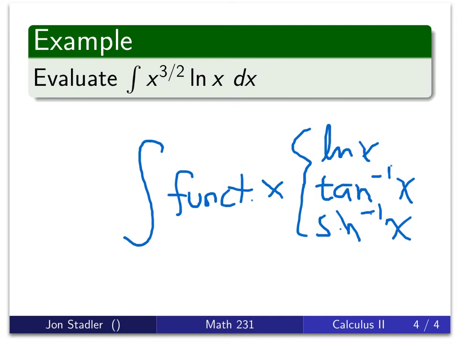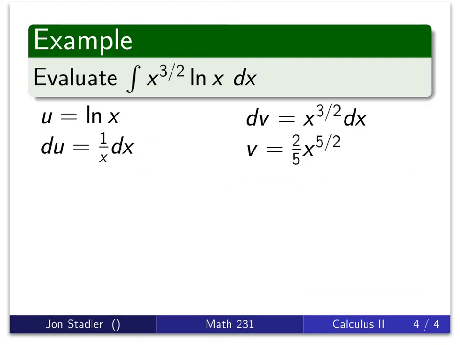In this case, our only choice is to let this be our value of u, because I don't know an antiderivative for any of these three functions, so that's going to have to be u. In our case, u is the natural log of x. dv is everything else, which will include the x to the 3/2 dx. We find the derivative of the natural log of x, multiply by dx, we get 1/x dx.